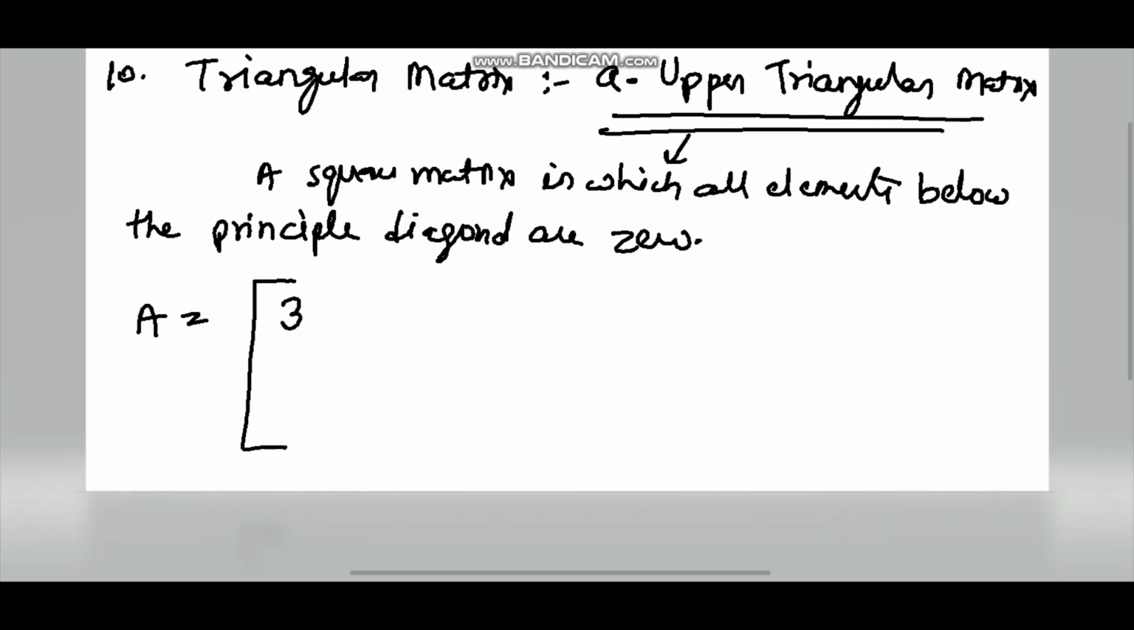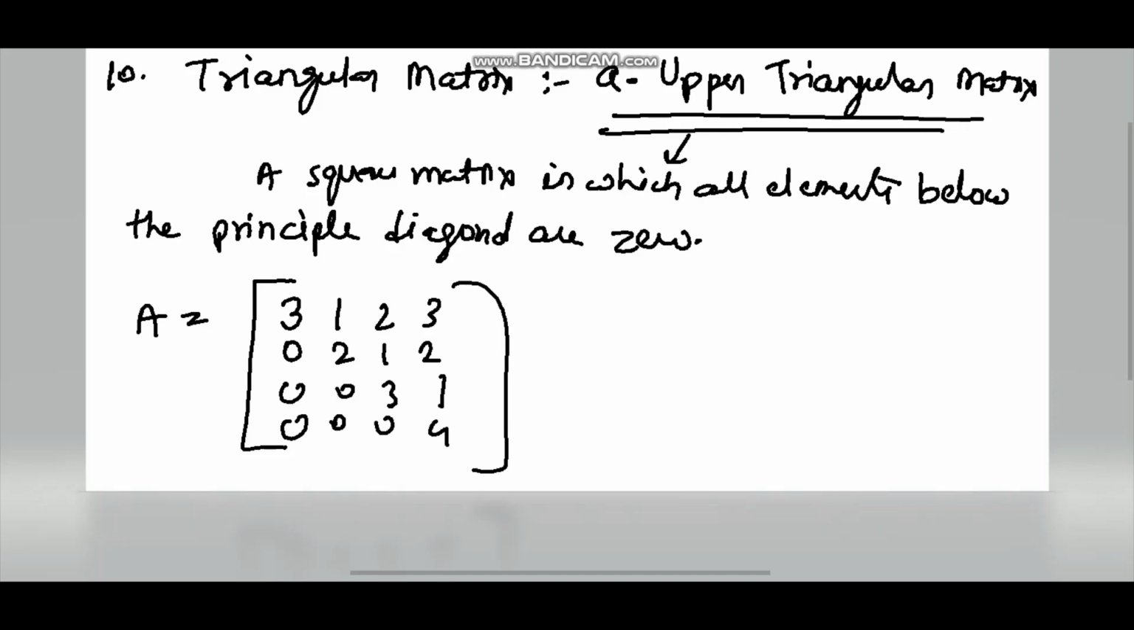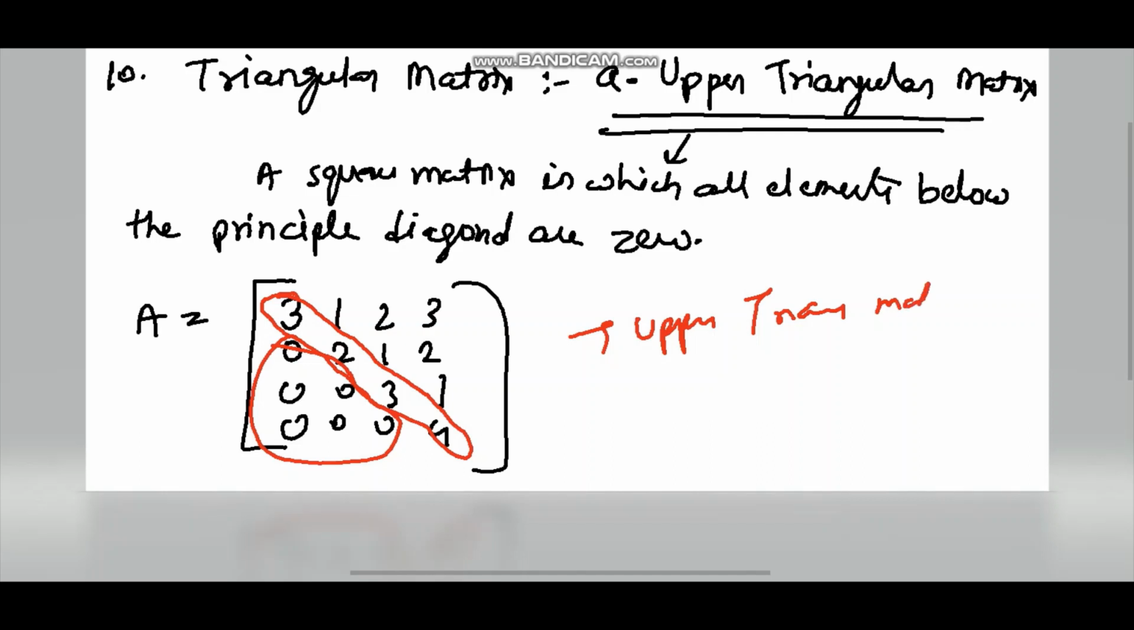Let us take one example: A is equal to 3 1 2 3, 0 2 1 2, 0 0 3 1, 0 0 0 4. From the definition, a square matrix in which all elements below the principal diagonal are 0. What is the principal diagonal? The principal diagonal is this one, and below the principal diagonal the elements should be 0. We are seeing the elements below the principal diagonal are 0, hence it is called an upper triangular matrix.